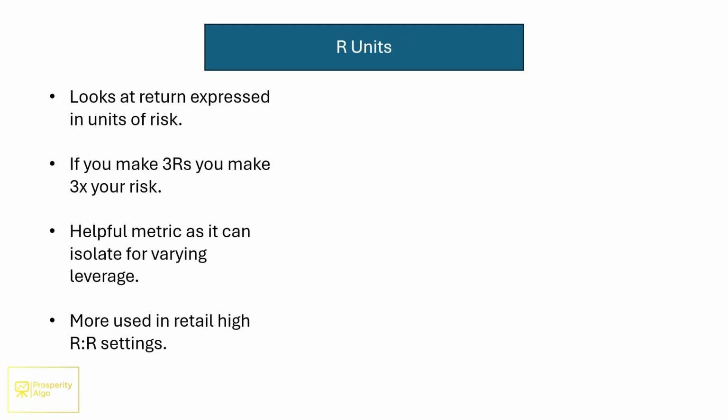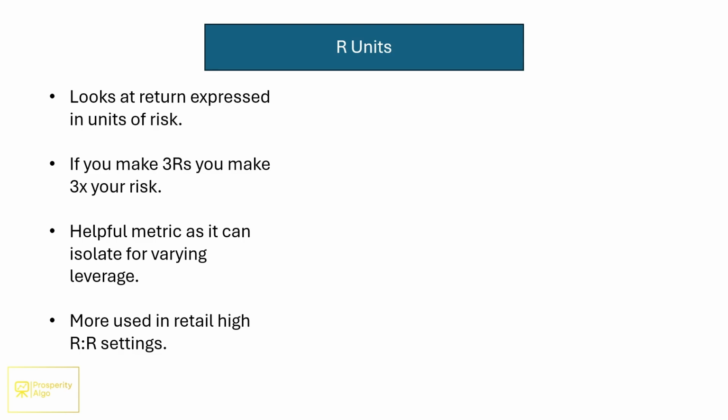We can now also look at units of R, and this is really popular in the whole retail trading space, because people tend to use very high risk reward strategies. And what R implies is it just looks at return expressed in units of risk. So if you risk 1 R to make 3 Rs, it means that your stop loss was set at 1 R and you in turn made 3 Rs when price hit your take profit.